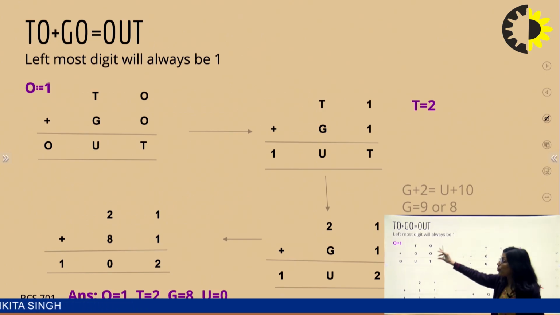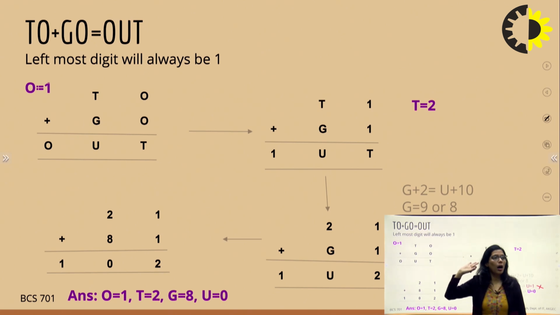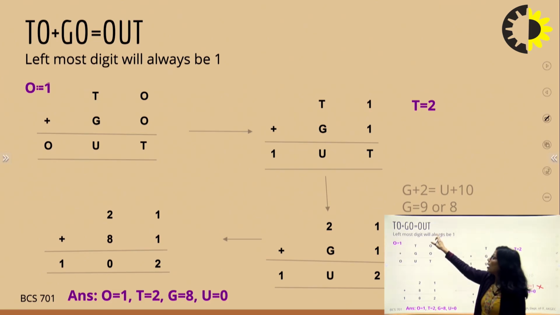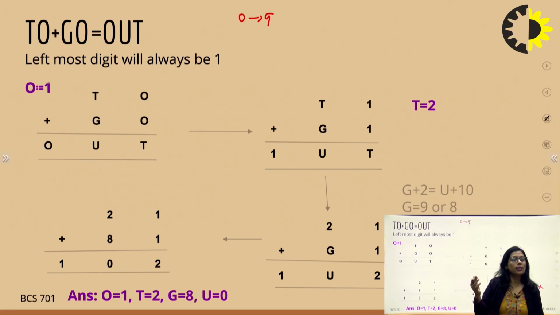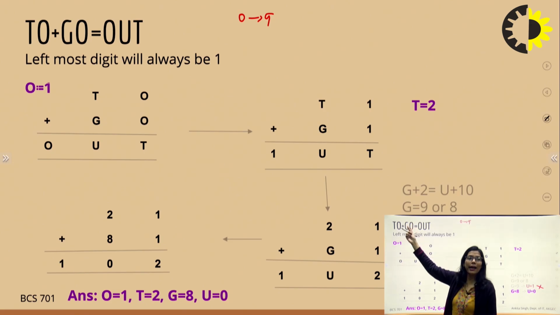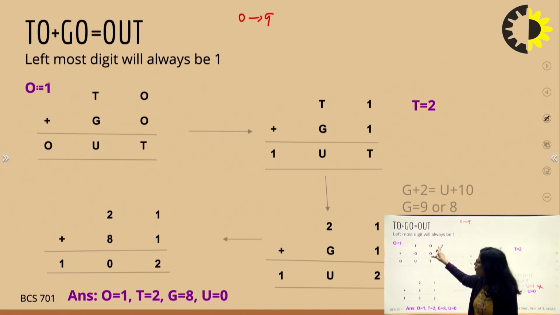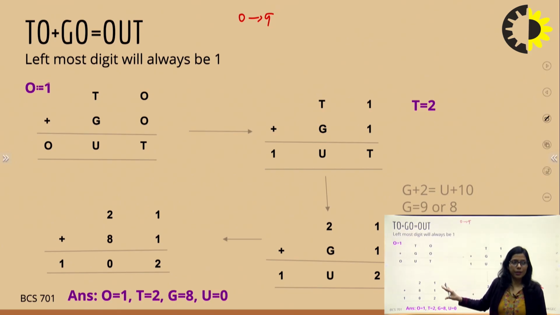Now, for example, I have to solve TWO plus GO is equal to OUT. The constraints are: I have to assign each alphabet a numeric value ranging from 0 to 9. Another constraint is that the values cannot be repeated. For example, if this has value 2, I cannot assign 2 to any other alphabet. And the third constraint is that we should be able to add the values. For example, the value of O plus O should be equal to T. Okay, so let's start solving it.